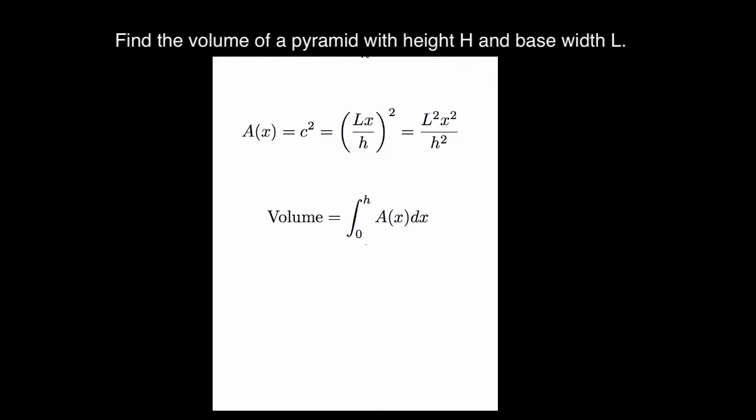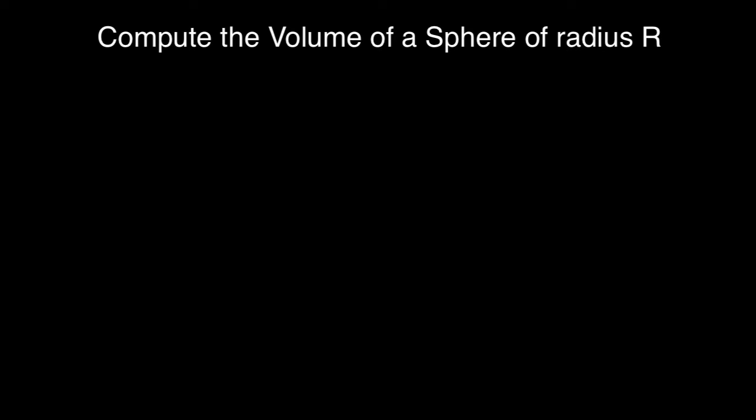Therefore, our volume is the integral from 0 to h of A(x), which gives us that the volume is the integral from 0 to h of L squared x squared over h squared. Computing this integral yields that the volume is L squared h over 3. Let's move on to another example. Compute the volume of a sphere of radius r.